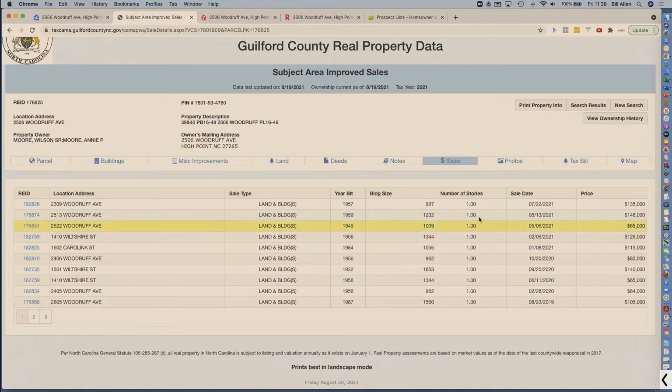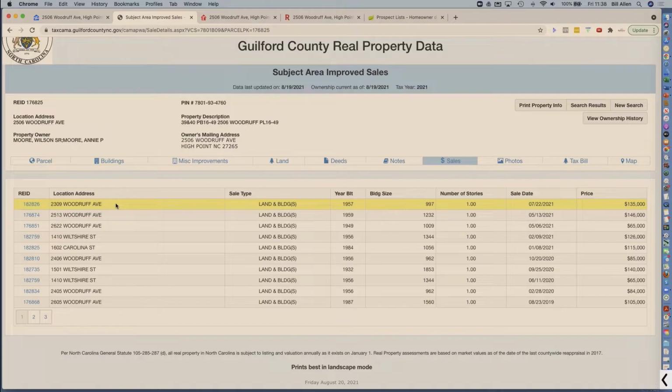So let's see. This is actually really nice. Look at this. They got sale prices in the area. Wow, this is a really cool county site. So I'm looking at this for the first time. I'm going to write some of this stuff down because we're at 2506 Woodruff, right? That's our house, 2506 Woodruff. And I'm going to show you right here.